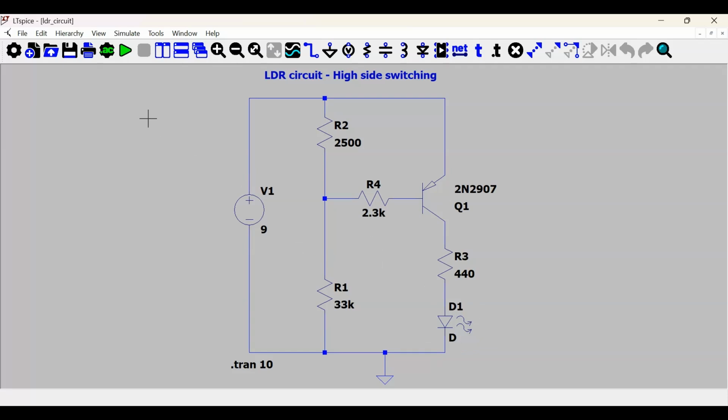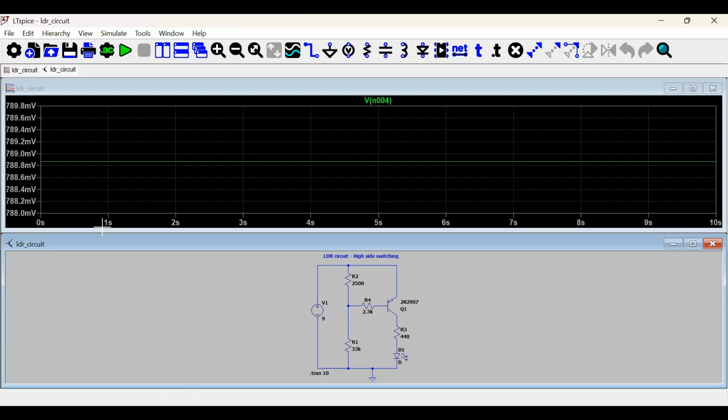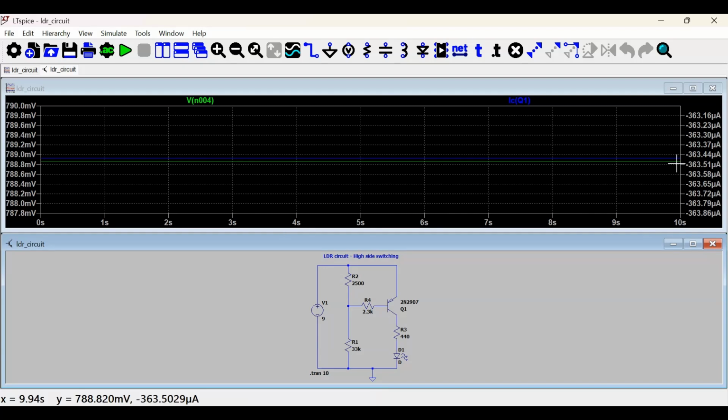So we are going to simulate this, perform a transient analysis for a period of 10 seconds. Let me run the simulation. So let's see the voltage at the collector end of the transistor. We can see that the voltage is around 788 millivolts. Let's measure the current through the collector. Current is in the microamp range.